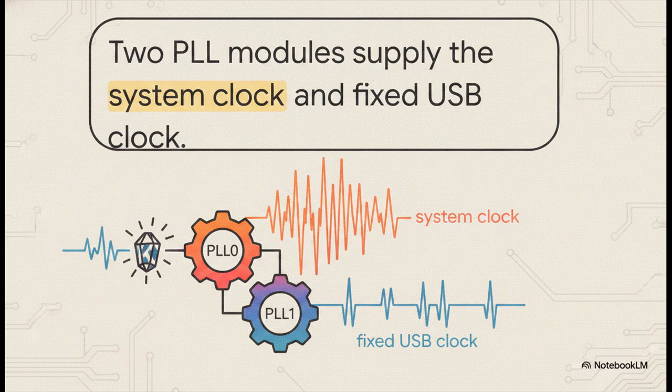The chip takes in a basic, relatively slow crystal oscillator input, usually between 10 and 25 MHz. But the internal PLLs act as multipliers. PLL0 takes that base frequency and multiplies it up to a zippy 12 to 60 MHz for the main system clock. Meanwhile, PLL1 provides a very specific, perfectly steady 48 MHz clock that is required strictly for the USB interface. It's a literal masterclass in localized, highly controlled power management.